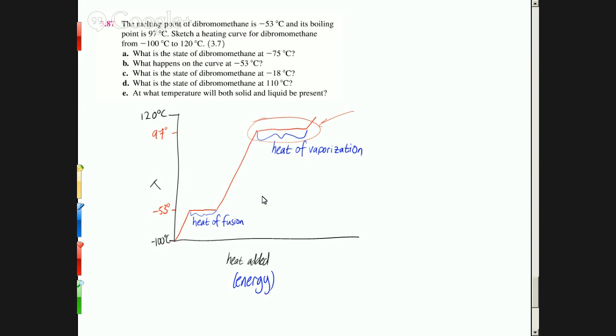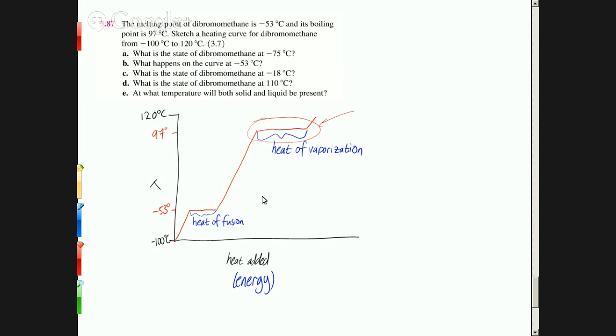If we were given those numbers, then we could have a specific x-axis and we could say, all right, it's 300 calories is the heat of vaporization. So it goes from 100 to 400 or something. You know, we could figure that out if we had those numbers. Right. So then we can answer some of these other questions here.